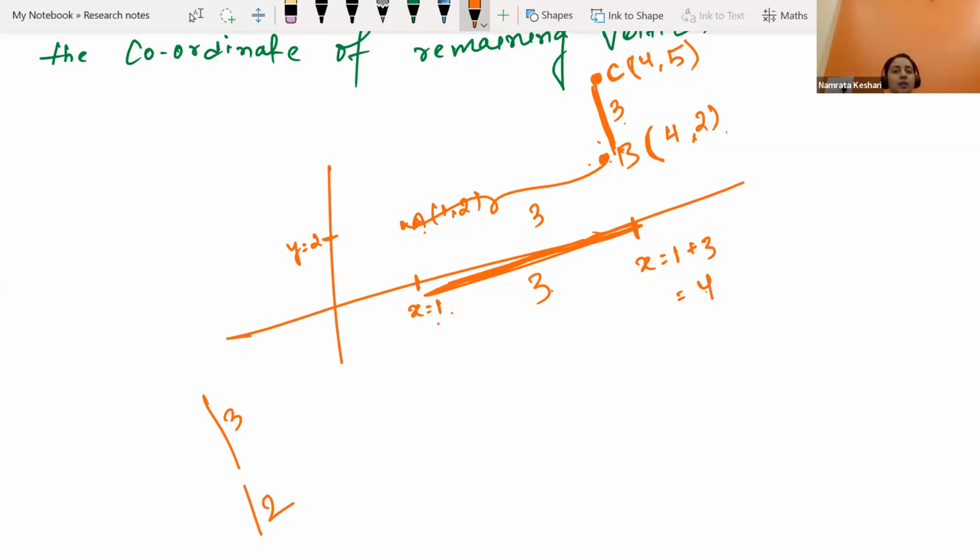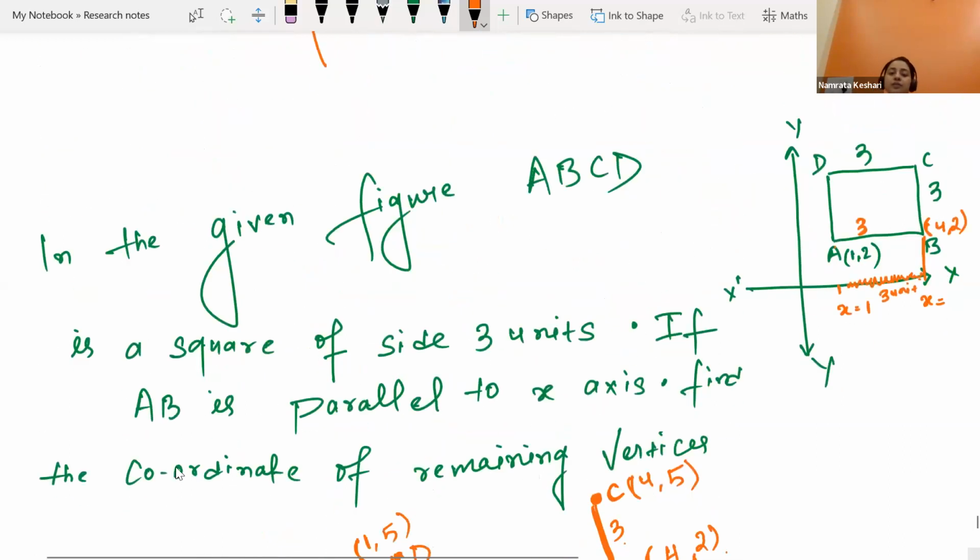What will be the coordinate of D? Who will say? Since it is a square and D is on the same line as A, x will be the same. What will be y? Y will be 5. Can you see this vertical distance, which is the same as BC? This is also 3. Are you getting it, students? Yes, ma'am. So all the coordinates we were supposed to find, we got.